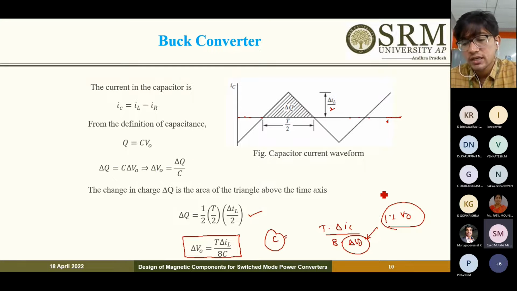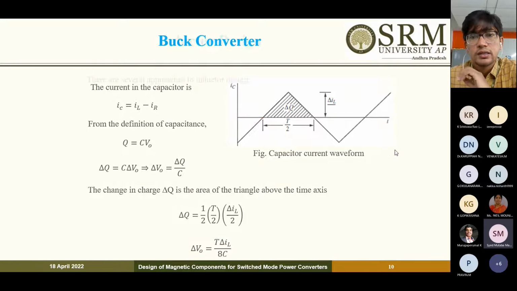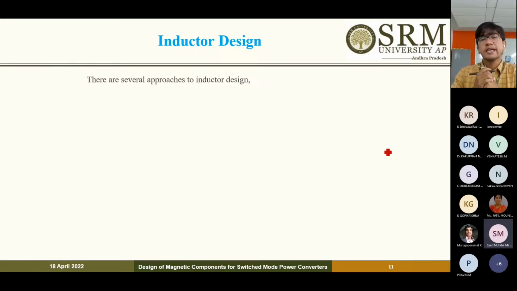Once you design the converter, we have the parameters required to design the inductor, that is the L value and the I max value we have already obtained. So now we'll see how to design an inductor. Designing a converter is one part. Designing an inductor is another part.